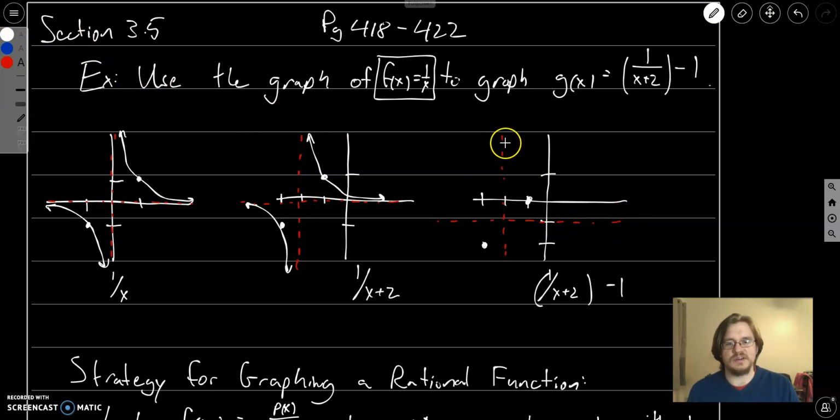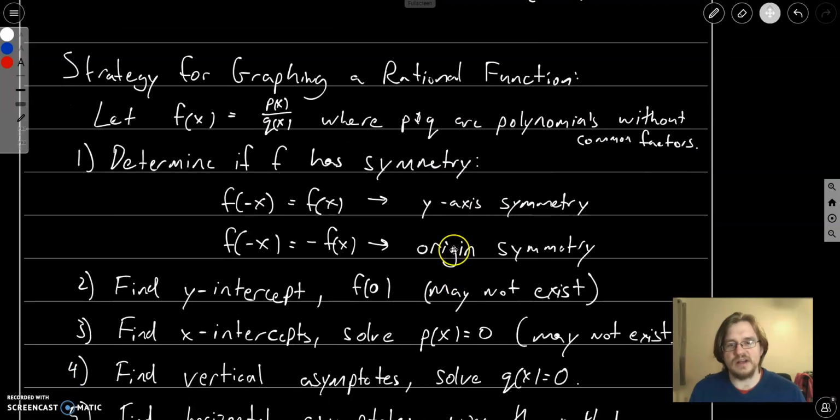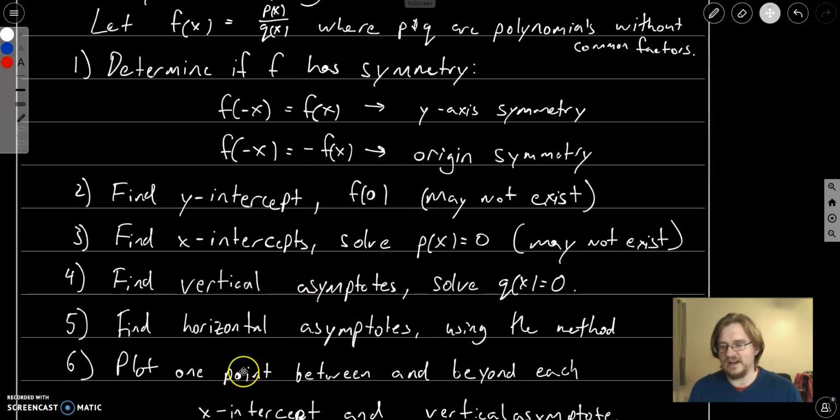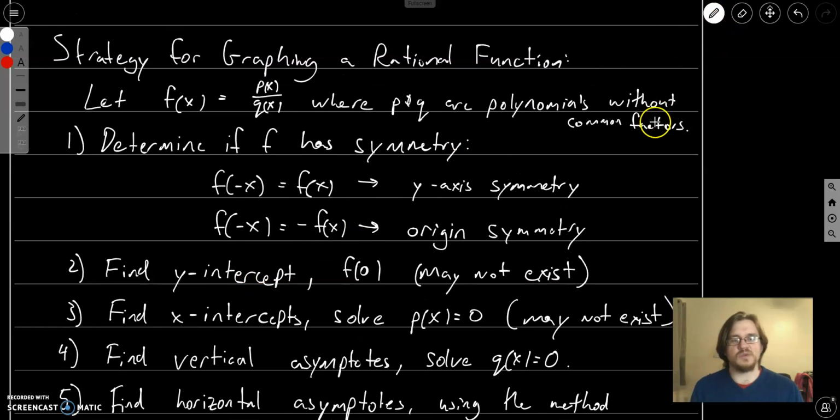So our function now looks like this. We can see that we've transformed our function by shifting it to the left 2, and then shifting it down 1. So here is our function g of x, just using things that we already saw before. So a general strategy for graphing a rational function has a few steps, but each one sort of makes sense, and they're things that we have already done before.